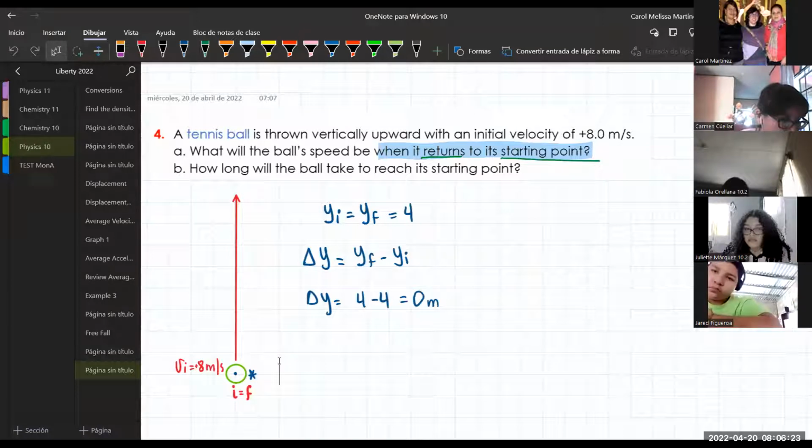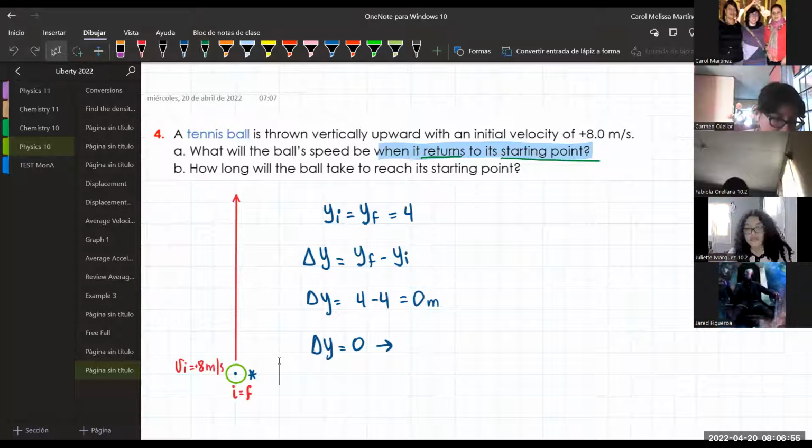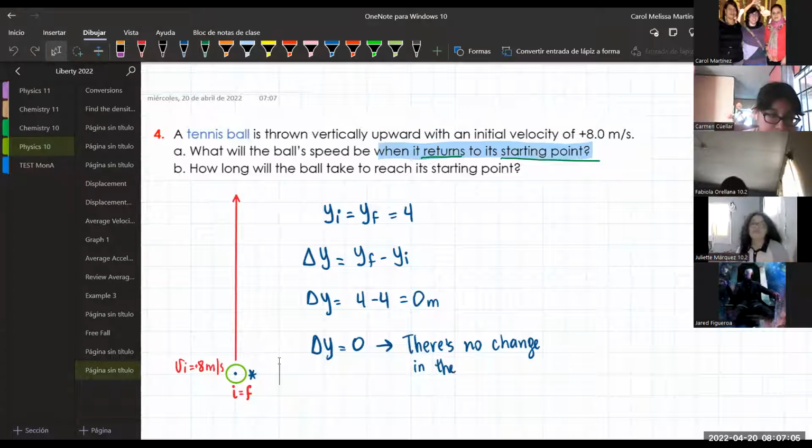Why? Because as the question says, the object returns to its starting point. El objeto regresa a su punto inicial. So there was no change in the position. Yes, the object moved, but in the end, the object ended up in the same position that it was initially. Okay? So this delta y equals 0. In other words, it means that there is no change in the vertical position, because it ended up in the same position that it was initially.